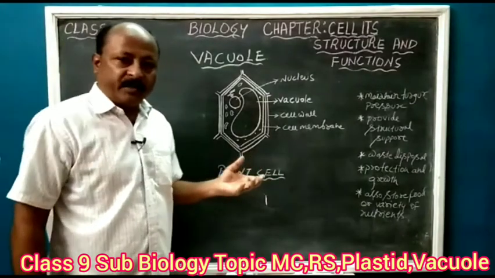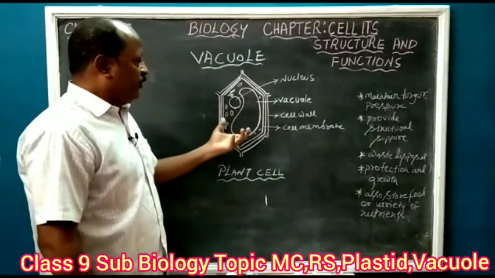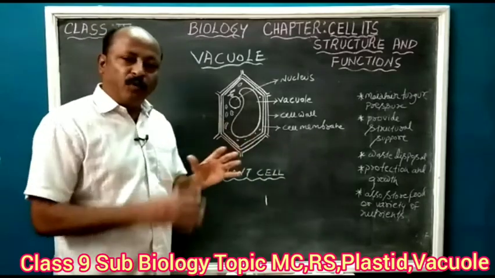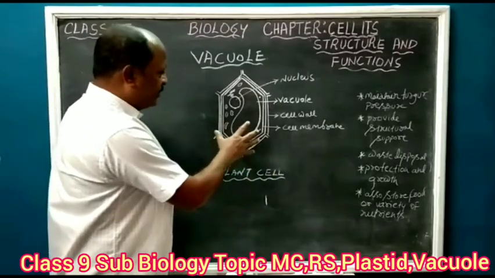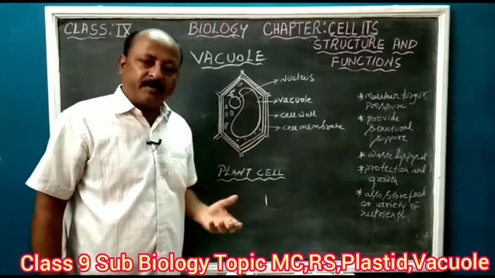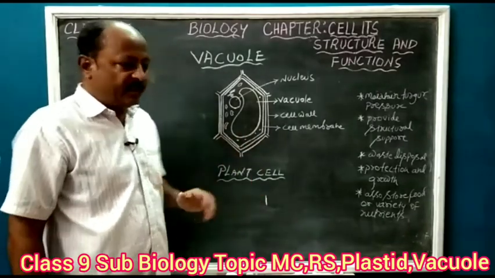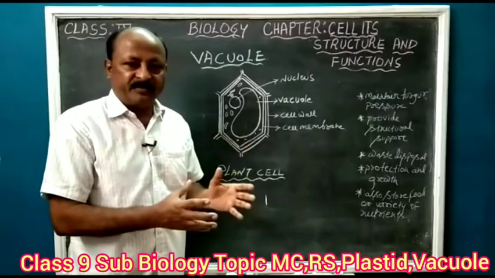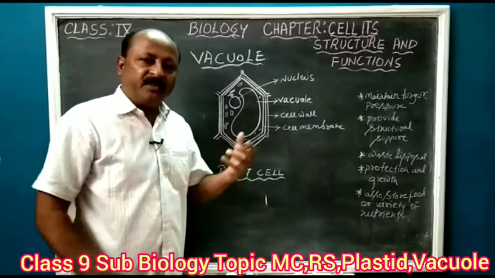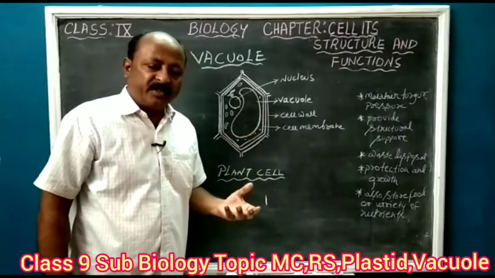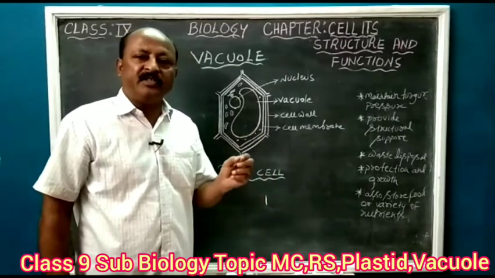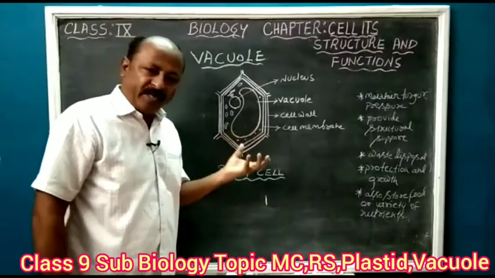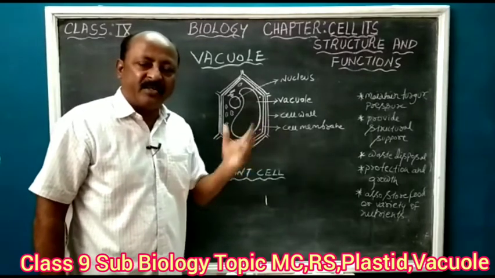We shall now discuss about the vacuole. So the vacuole is a large empty space found in the cell. So it is a fluid filled sac like structure found in the cell. So this vacuole is present both in animal and plant cells, but the vacuole present in the plant cell is very big, whereas in the animal cell the vacuole might be present or might not be present. Even if it is present, it is very small. So this vacuole in the plant cell is very big and it is fluid filled sac like structure.